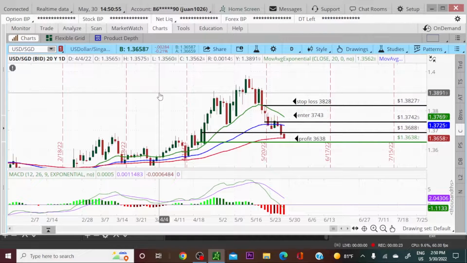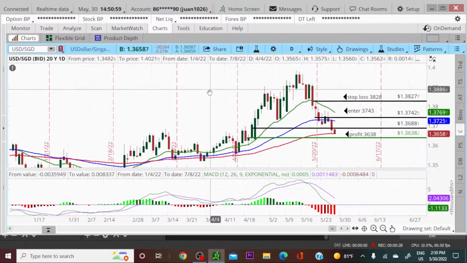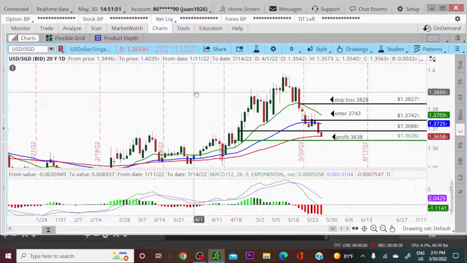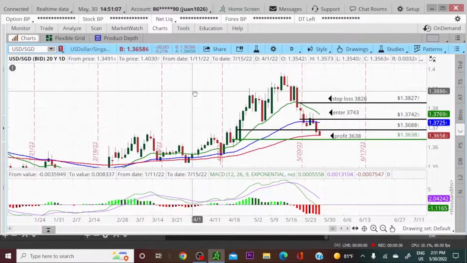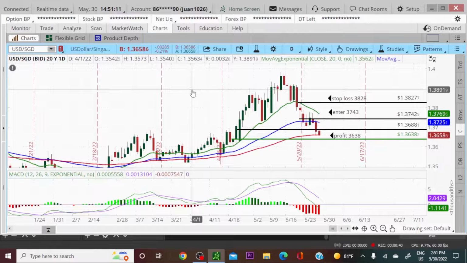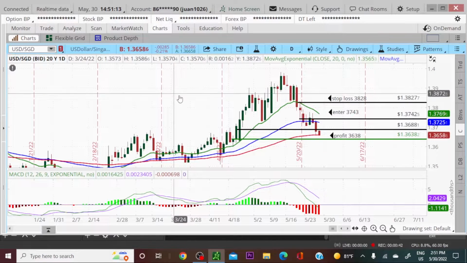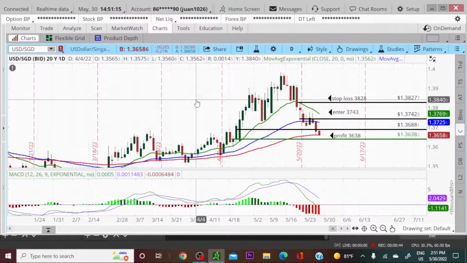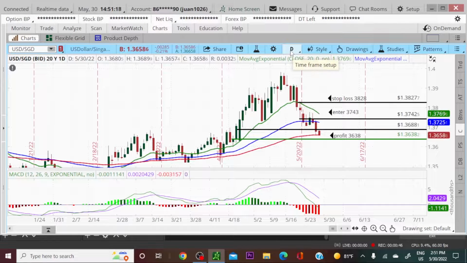This is a dollar Swiss, a dollar Singapore. Something about this trade that I did: it lasted me like 5 days to give me the target. Not exactly the target, but it made my move. That's the important thing. This trade I put on Sunday.